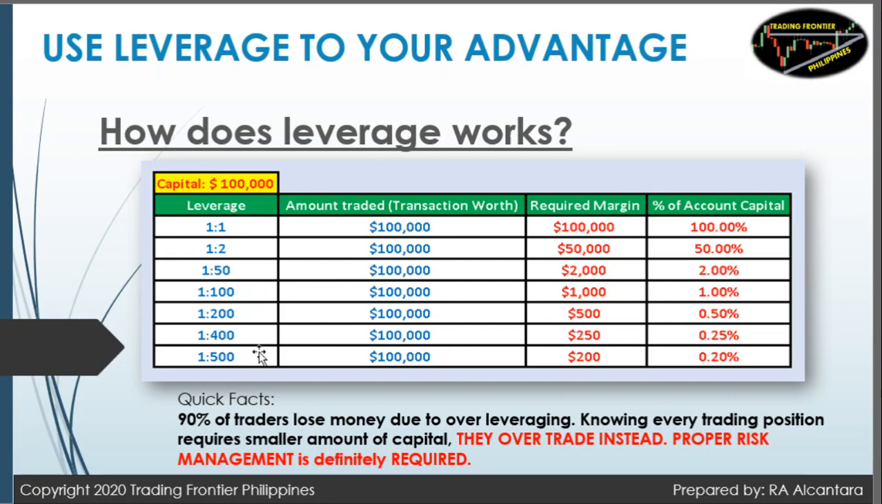The higher the leverage you use, the more chances of you having more positions, because the margin required by the broker is only a small amount of your capital. Meaning, if you know that there are more chances of you opening trades, you tend to be overtrading, because you're having more freedom or more balance in your trading account.